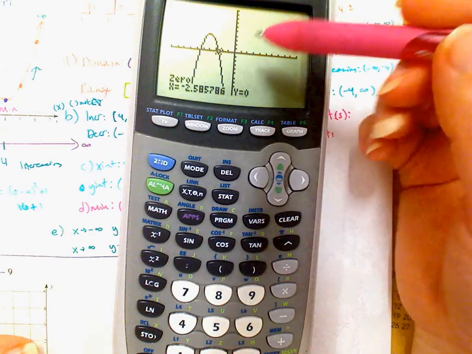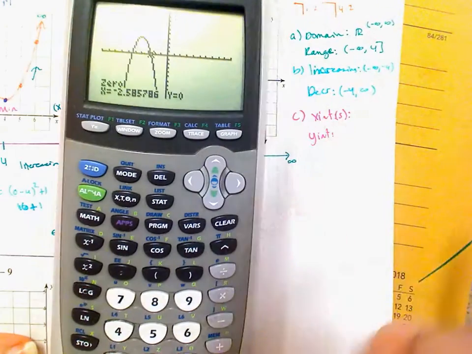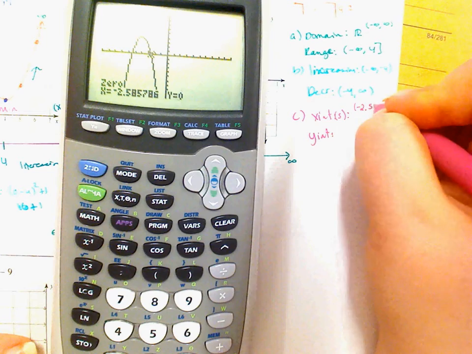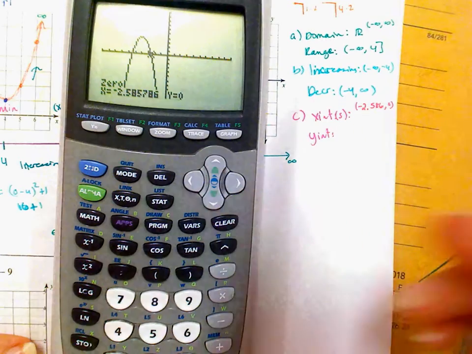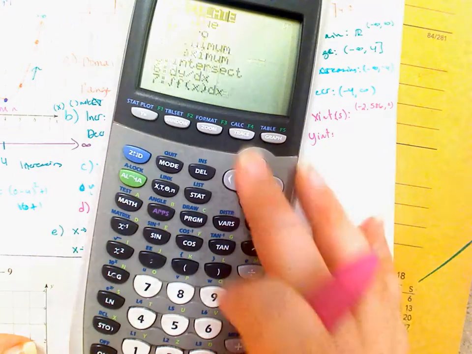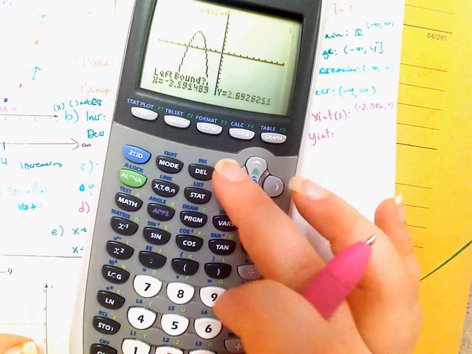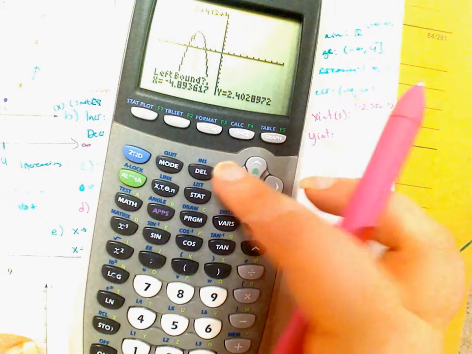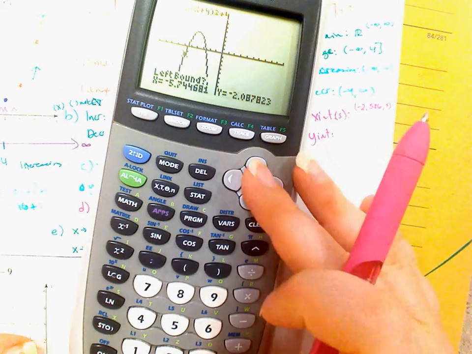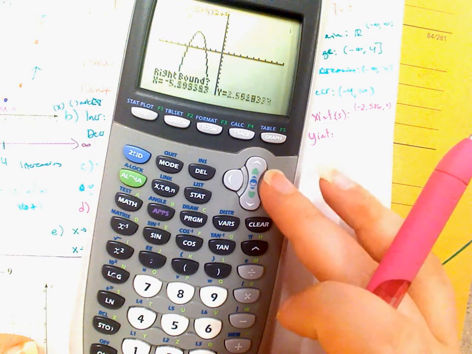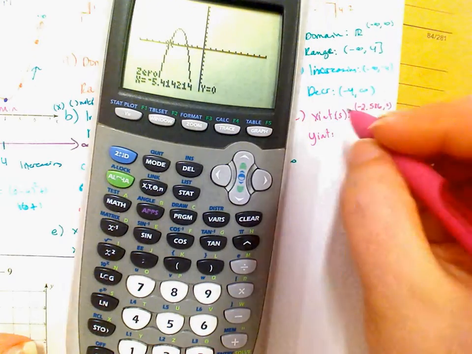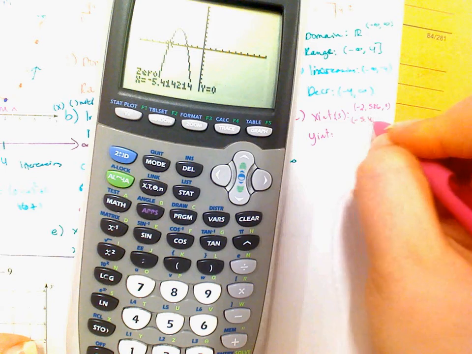So one of my x-intercepts is negative 2.586, comma 0. And then the other one, second calculate 0. So I need to be to the left of this point right here, which means I need to be below it. So that's to the left of it. Press enter, and then I need to go to the right of it, which is above it. Press enter, and I get negative 5.414, comma 0. So those are my two x-intercepts.